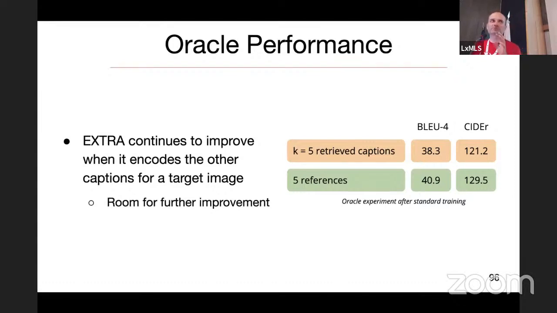CIDEr is kind of an unusual metric. It doesn't have a kind of scale that we would like it to have. If we think about BLEU, then we know that if this was perfect, it would be 100. So it's 60 points away from being the perfect output, according to the BLEU score.